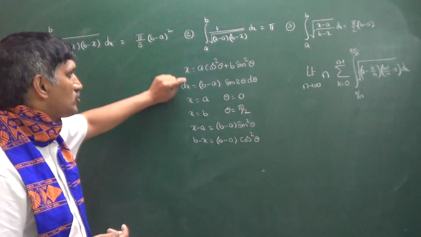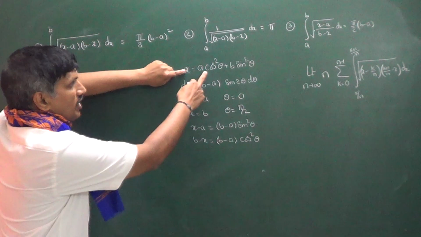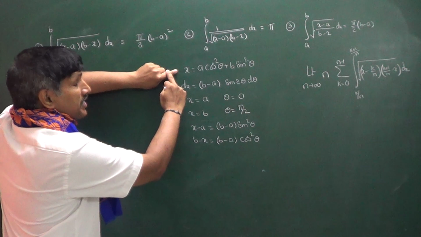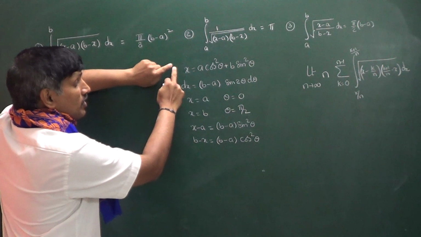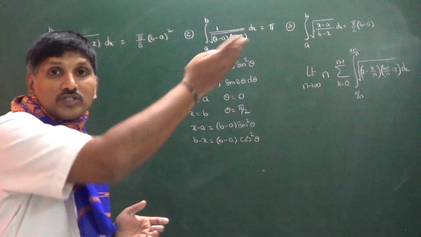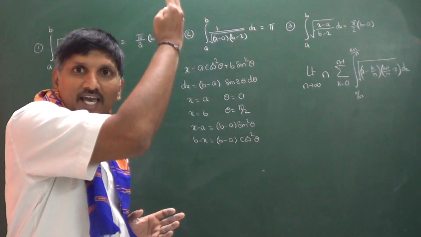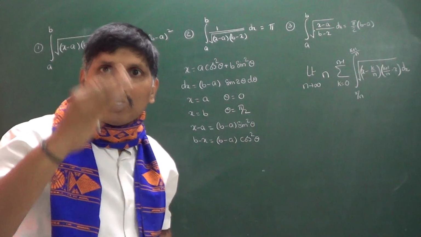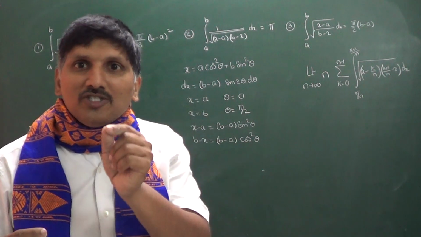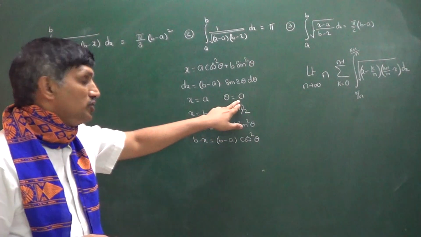Accordingly, when x is equal to a, what happens? Shift to this side: a minus a cos square theta. That's why a sin square theta is equal to b sin square theta. Both sides sin square theta is there. Sin square theta cancel means sin square theta is becoming 0, so sin theta is equal to 0. That's why theta is equal to 0.